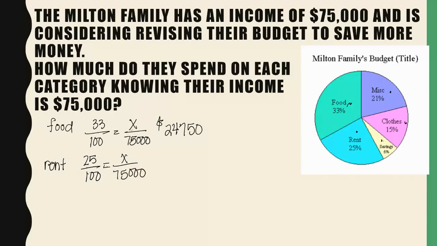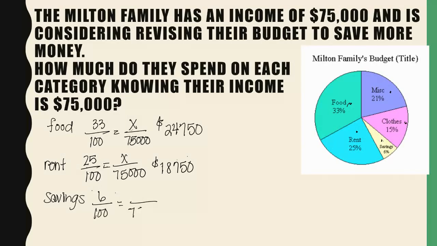But we're going to set up our proportion again, and then we are going to multiply. And we get that they spend $18,750 a year on rent. Then we look at savings, which is only 6%. That's not great.